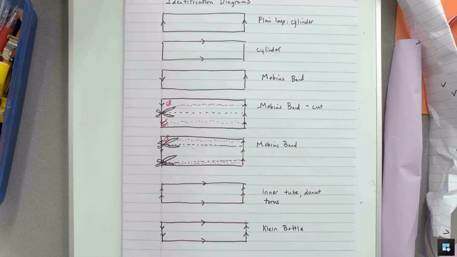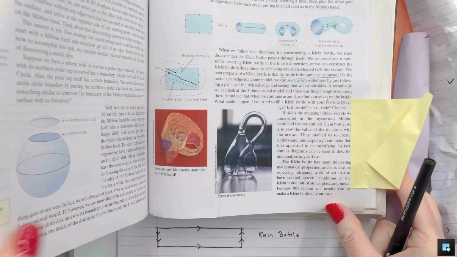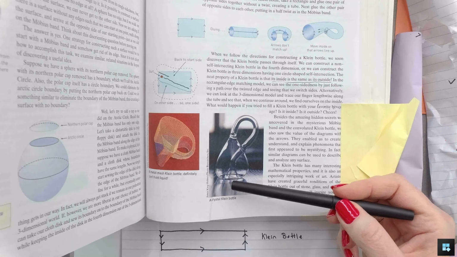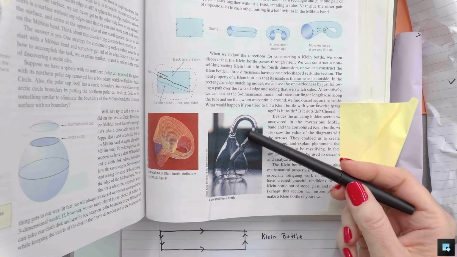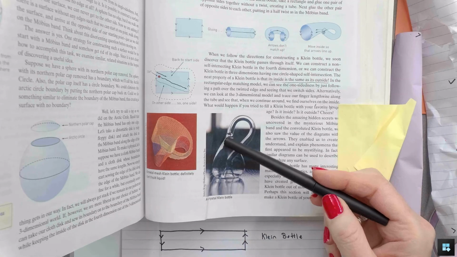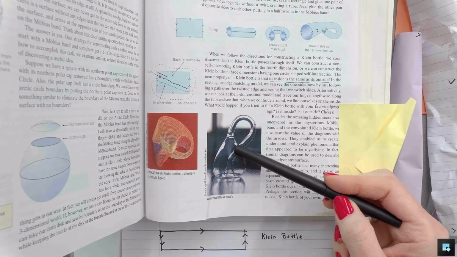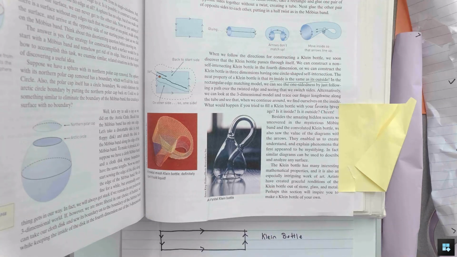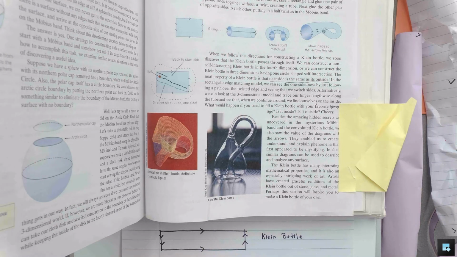A Klein bottle has no edges and one side. So I have a picture from your textbook of the Klein bottle. So you see that if you're an ant crawling along the edge, as you keep crawling, you can get along the whole surface. There's only one side if you're an ant crawling along that.